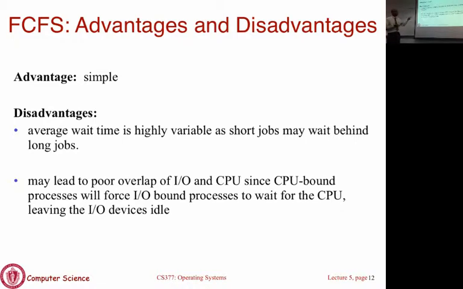Okay. So basically that's the other point. As a result of this, there may be some poor overlap of IO and CPU, because the small jobs typically tend to be the IO bound jobs. They need short bursts on the CPU and then they go back to doing IO. If a long running CPU bound job is executing on the CPU, then the IO bound job, even if it becomes ready, may have to wait for long periods of time. And as a result, it's neither using the CPU nor the IO device, wasting resources. So it may lead to poor overlap of CPU and IO. Okay, we'll see how subsequent policies will help us address some of these issues.